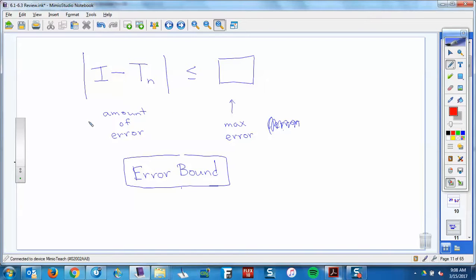Okay. Then we talked about those error bounds. So this is the actual amount of error. This is the exact area right here. This is your approximation. You subtract those. That's how much you're off. This number over here would be your max error, because this says your amount of error is less than or equal to that. That's called an error bound.